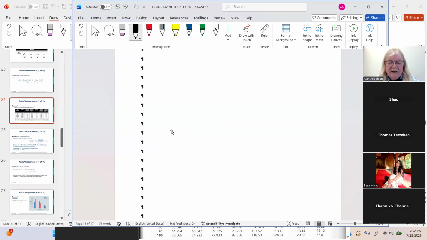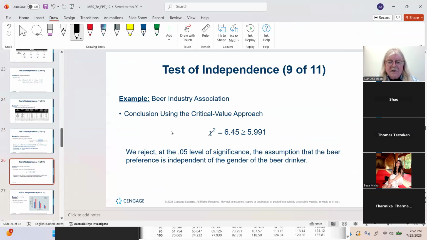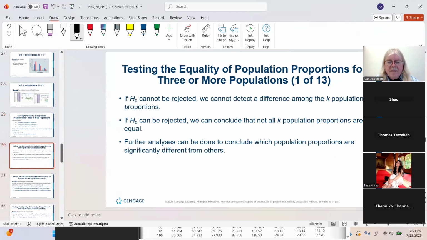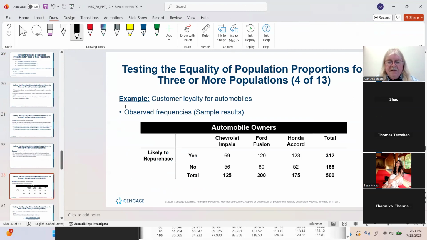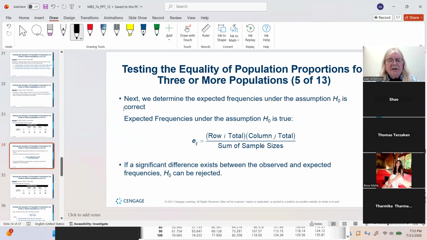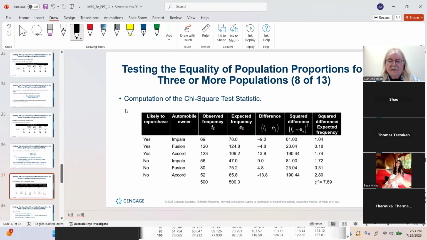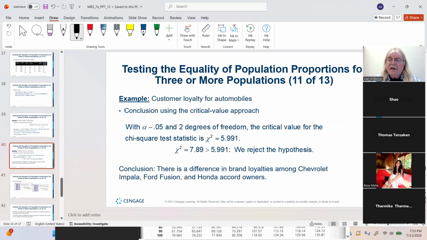Okay, well, whew. What else is there in this chapter? Oh, here it is. The equality of proportions, three or more. So this one actually is surprisingly similar to the test of independence. In fact, you can see it's the same test statistic. So you know what that means. We're going to use the same technique we just did, putting the data, observed frequencies, into our matrix and then running it from there.